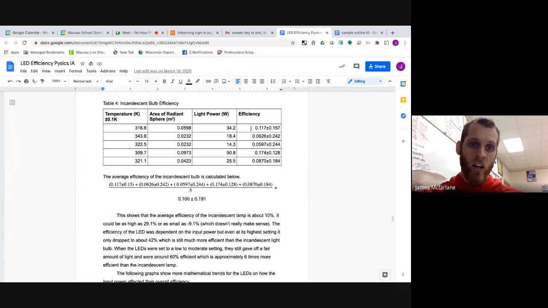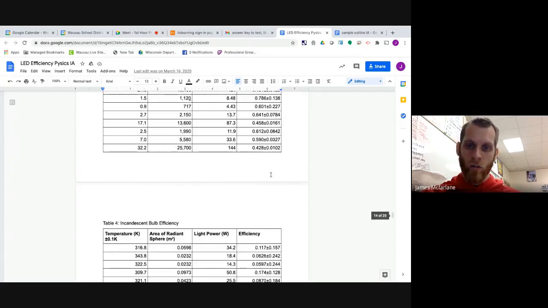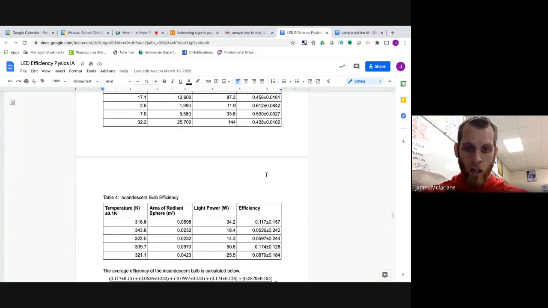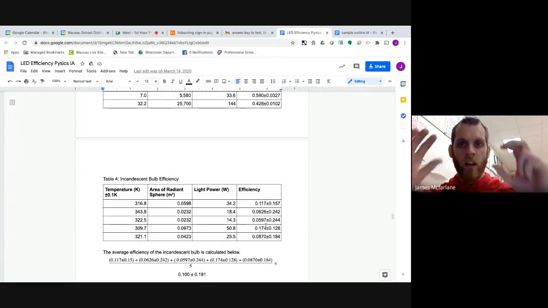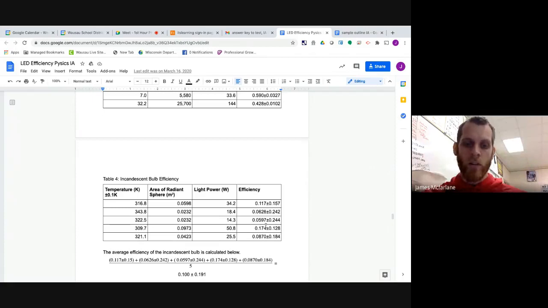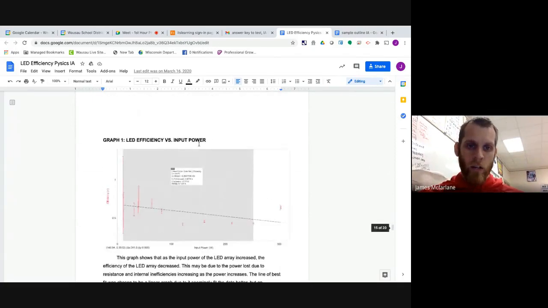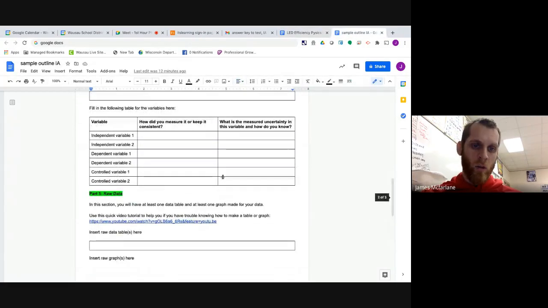Since he's comparing efficiency, his process data is really getting at that. What was the efficiency of his incandescent light bulb with uncertainty? What's the efficiency of his LED with uncertainty? So really, this is what he was trying to compare: efficiency of LED with uncertainty and efficiency of the incandescent light bulb with uncertainty. That's your process data. It's your ending goal with uncertainty. All right, so he does a little bit more detail describing that. And then one of the final steps is graphs. So he didn't do a raw graph. He didn't have any of those. He just had his processed graphs.